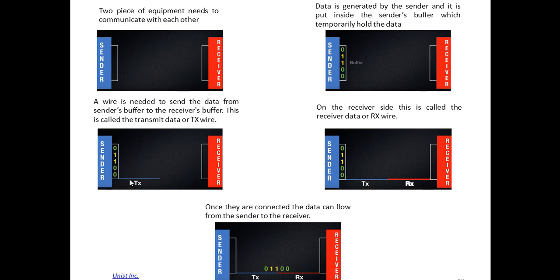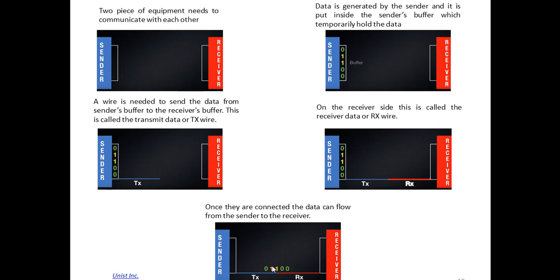Then we need to have a wire to send the data from the sender's buffer to the receiver's buffer. A receiver also has a buffer. This is called a transmit data or TX wire. So you need a wire that sends the signal from the sender to the receiver. You also need another wire on the receiver side, which is called an RX wire, to have this entire line connected. So now we have a cable that transmits the data and then the receiver that receives it.